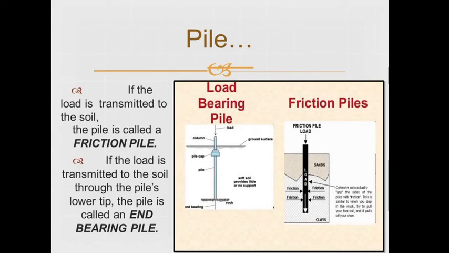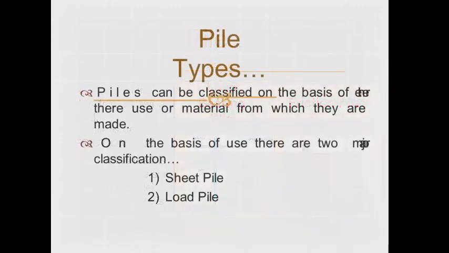On the basis of function, the piles are classified into load bearing piles and friction piles. If the load is transmitted to the soil along the pile shaft, the pile is called a friction pile, and if the load is transmitted to the soil through the pile's lower tip, the pile is called an end bearing pile. These are the types of pile by function.